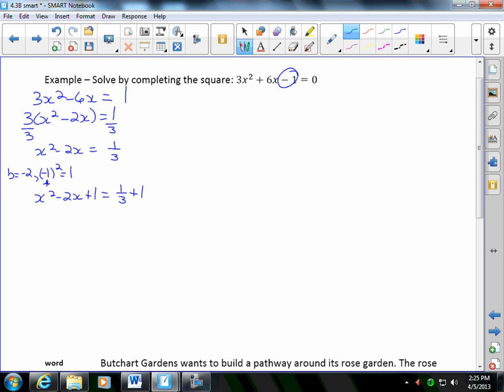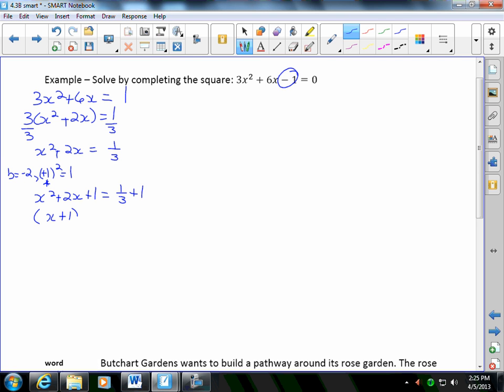Oh, sorry, one mistake. These should be plus signs in here. So just wherever I had a minus 2x, change that to a plus 2x. So my factors for this then, I have my trinomial, which is what I wanted.